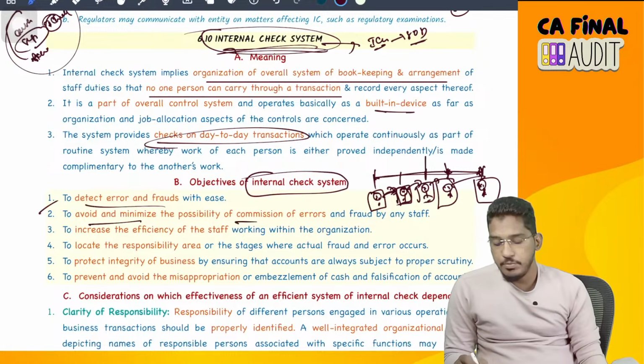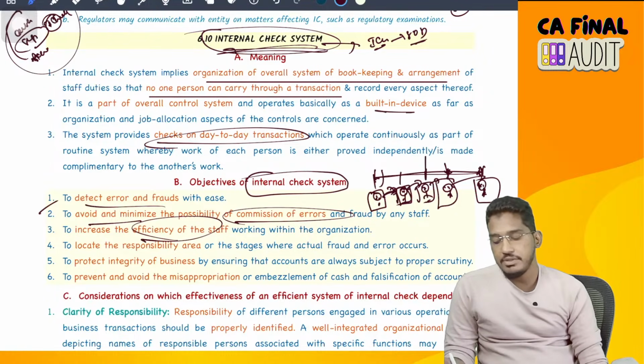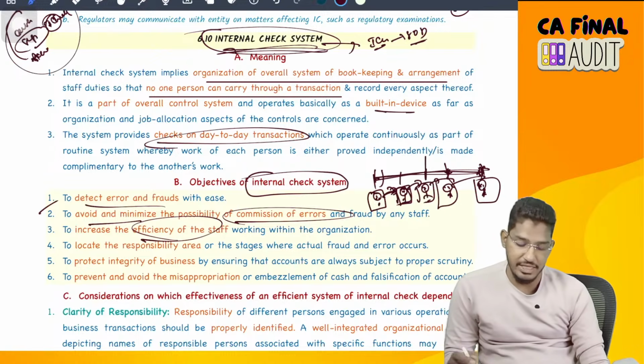And to avoid and minimize the possibility of errors of commission, to reduce the possibility of errors. And to increase the efficiency of the staff by not making one person responsible from end to end. Since you are dividing the work among different people, their efficiency will increase.